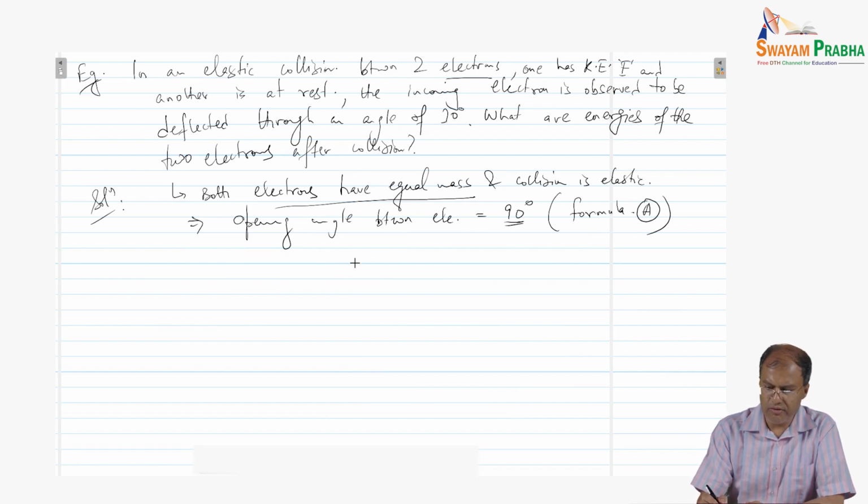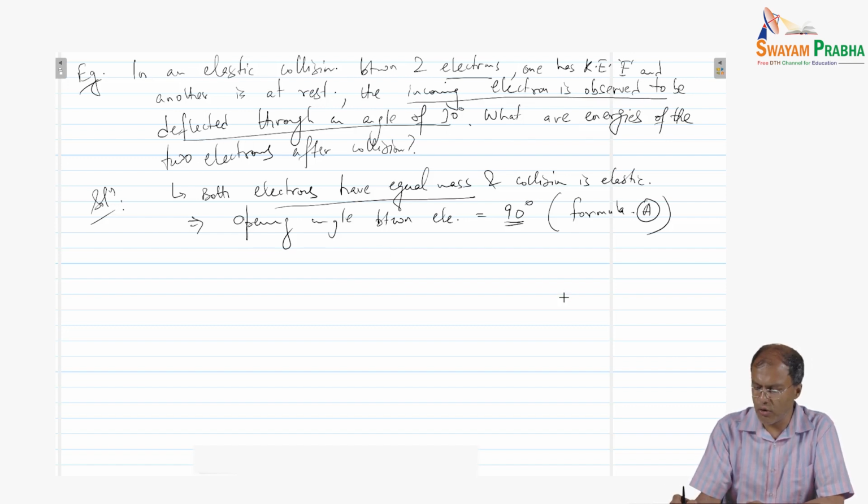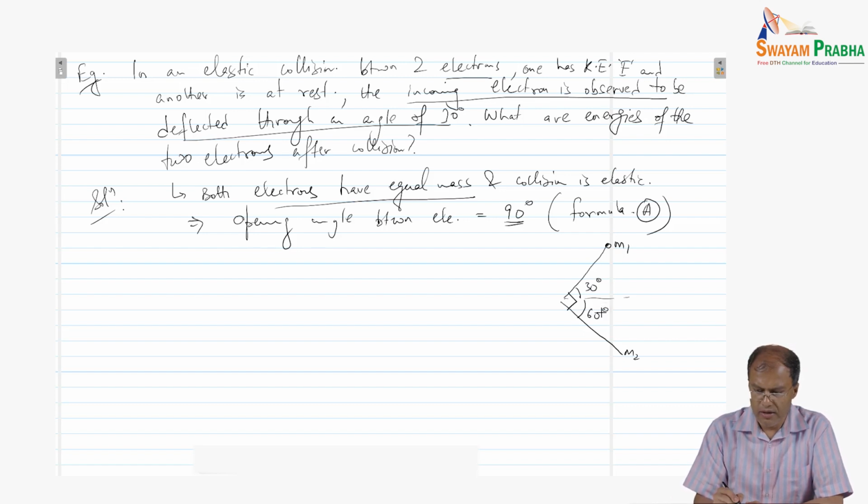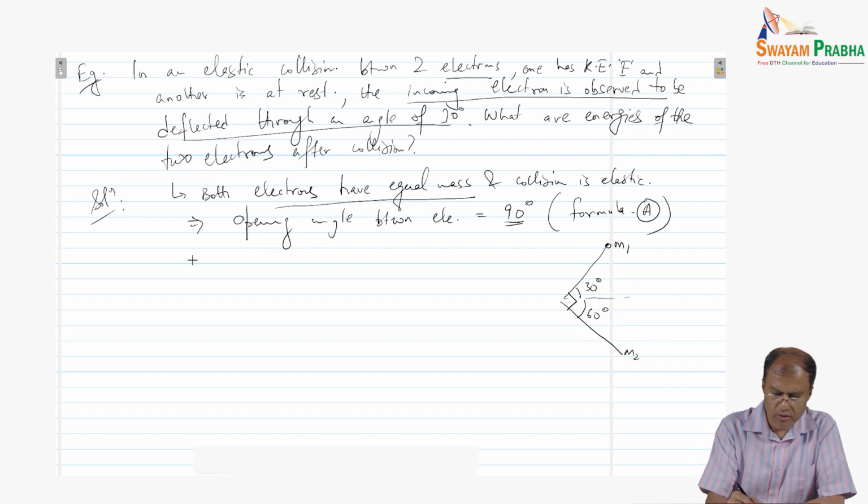It's given that the incoming electron is observed to be deflected with an angle of 30 degrees. Let me try and draw the diagram here. The incoming electron was M1. It is deflected by an angle of 30 degrees, and the net opening angle is 90 degrees. So we expect the recoil angle to be 60 degrees. If the scattering angle is 30 degrees, the recoil angle is 60 degrees.